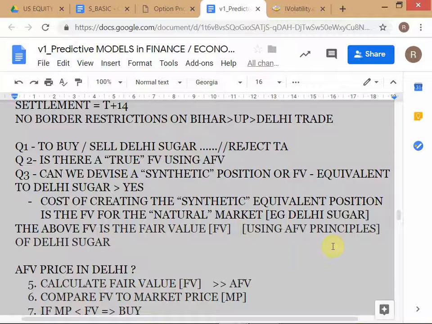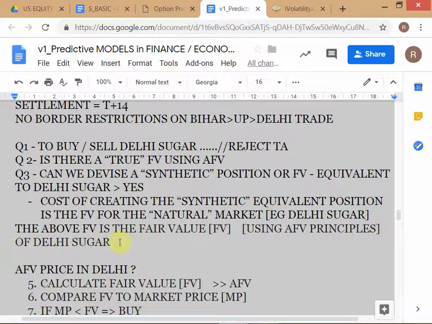So this fair value that you computed, we are saying two things. We are saying the cost of creating the synthetic equivalent is the fair value for the natural market, which is the Delhi sugar market, the fair value for sugar in the Delhi market. And how did I compute this fair value? I computed this fair value using AFB principles. Is this clear? This is how you should talk about it. I computed this fair value using AFB principles. Just like when I gave you the example, when you compute the value of a project, you use a certain principle, that the value of the project is equal to the sum of the NPVs of all the things, right? Okay, so this much, is this clear?